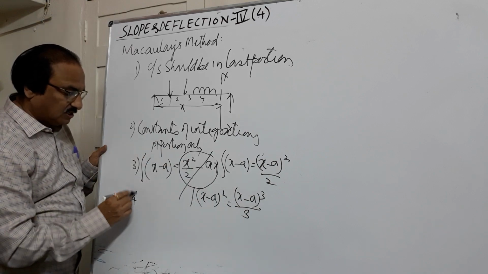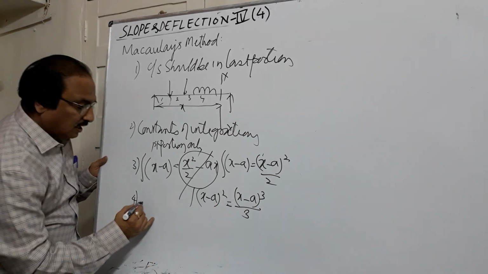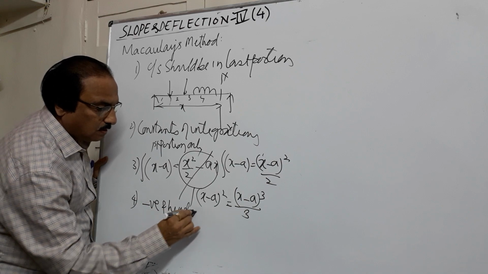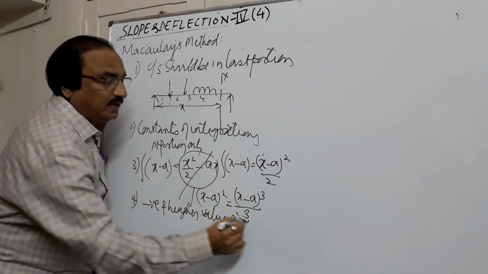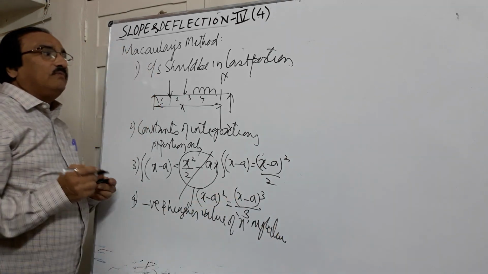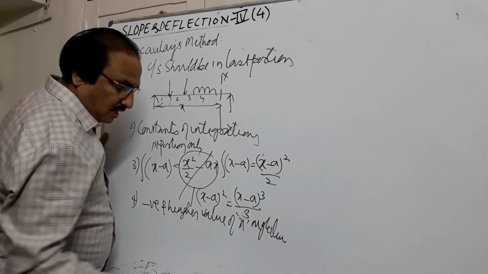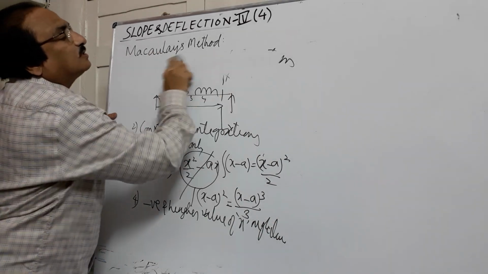And the fourth condition is negative and higher values. Negative and higher values of x are to be neglected. So these are some of the rules that are to be followed whenever you go for Macaulay's method. We'll see this by actually taking up a problem on slope and deflection by Macaulay's method.